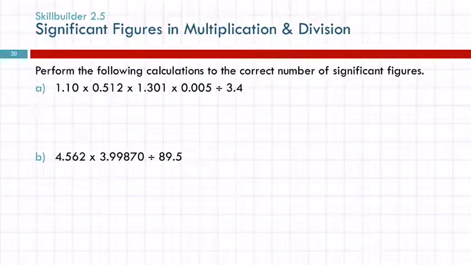So let's do these calculations. If you have your calculator, pull it out and do these along with me. Because I make mistakes, and it's really fun to catch the instructor making a mistake, right? So that's a little game you can play with yourself. 1.10 times 0.512 times 1.301 times 0.005 divided by 3.4. And I press equals.